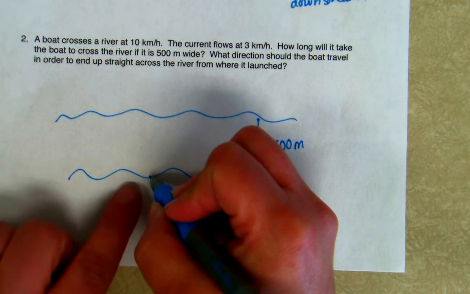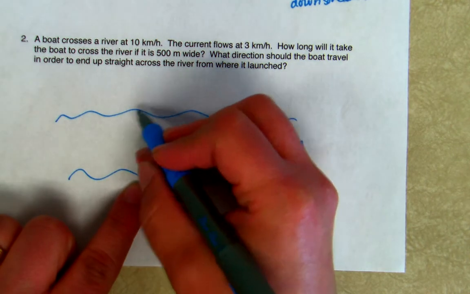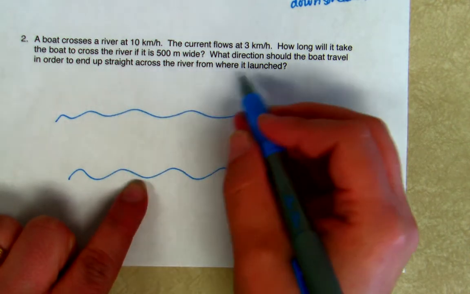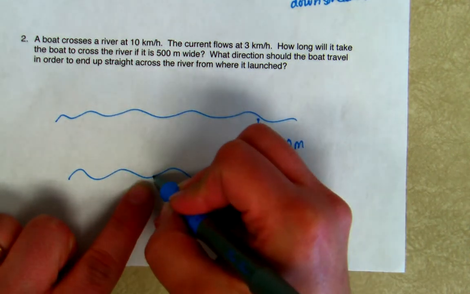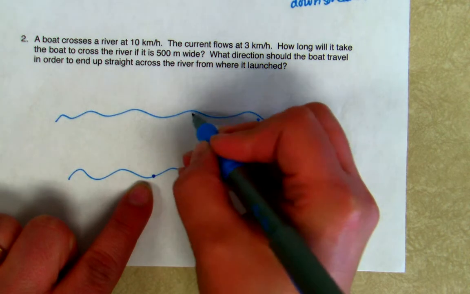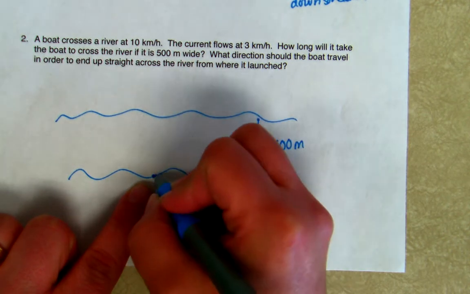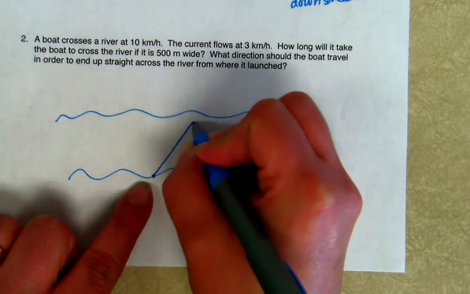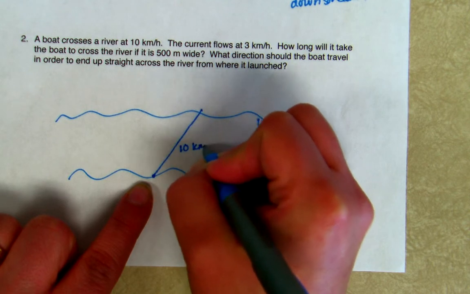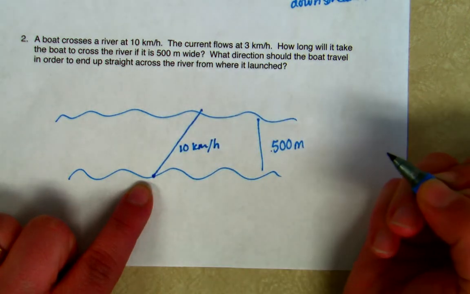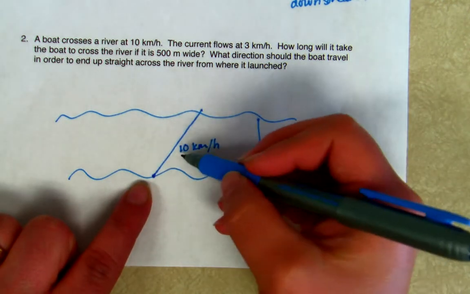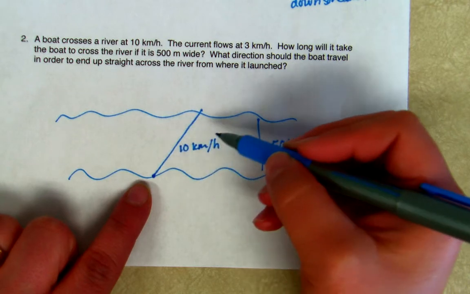The boat is going to head out, but it isn't heading straight across and getting pushed downstream. It's asking us what direction it should head so that it gets pushed downstream. So the boat is actually heading that way deliberately and traveling at 10 kilometers per hour. So the speed of the object always goes on its intended path.